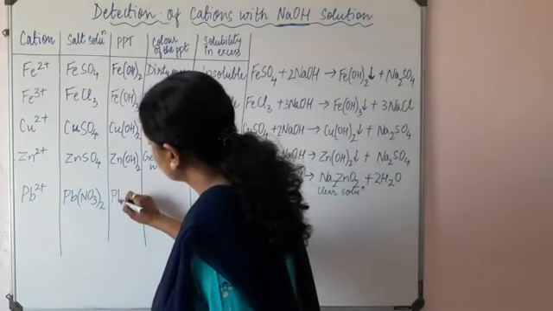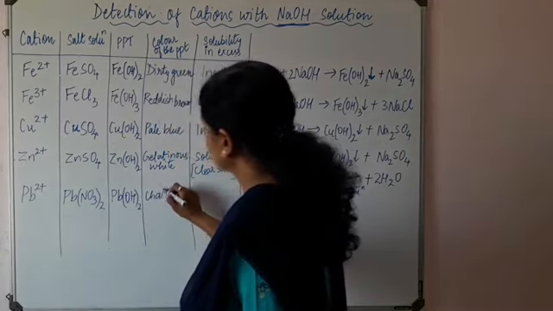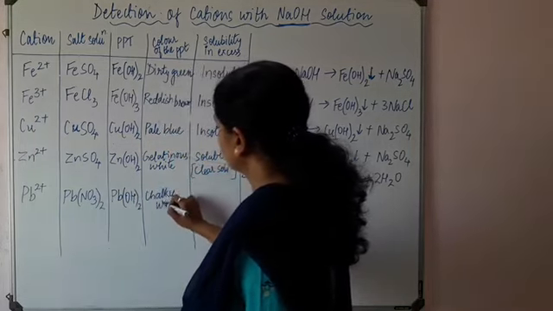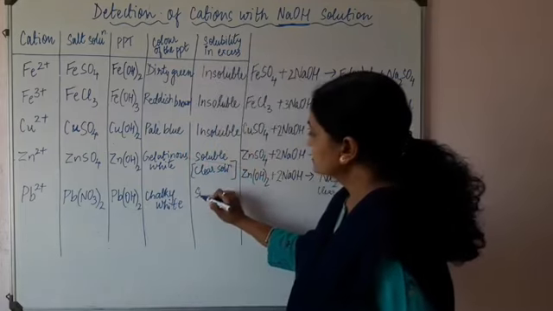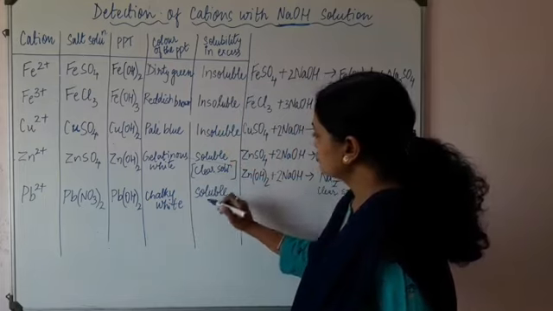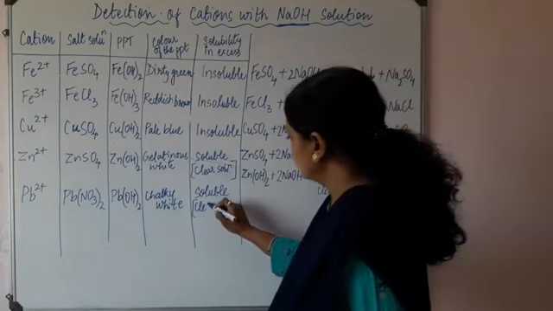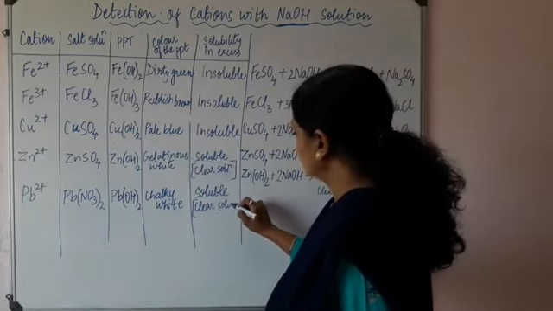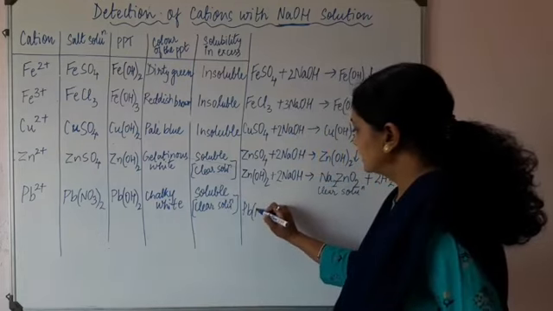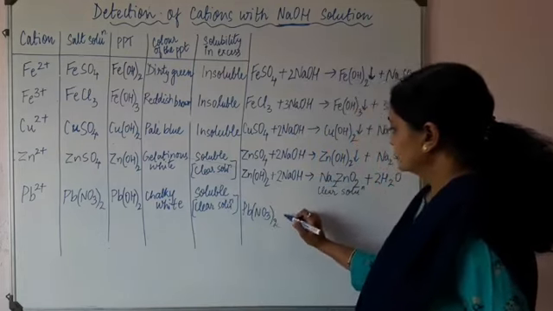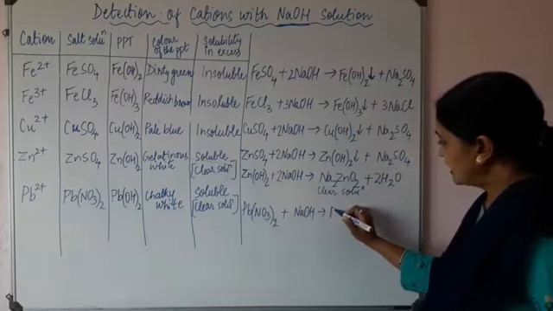So here lead hydroxide is formed, which is chalky white precipitate. Chalky white PPT. Okay, and again in this case also, if we add excess of sodium hydroxide, we will get clear solution, means PPT will dissolve forming a clear solution. So let us write the reaction here. If we are taking lead nitrate, then adding NaOH, we will get lead hydroxide.